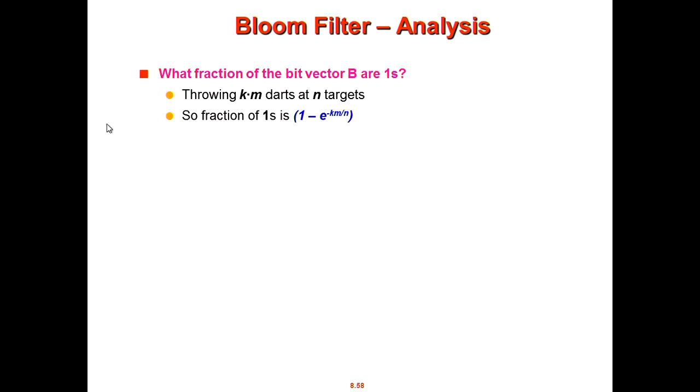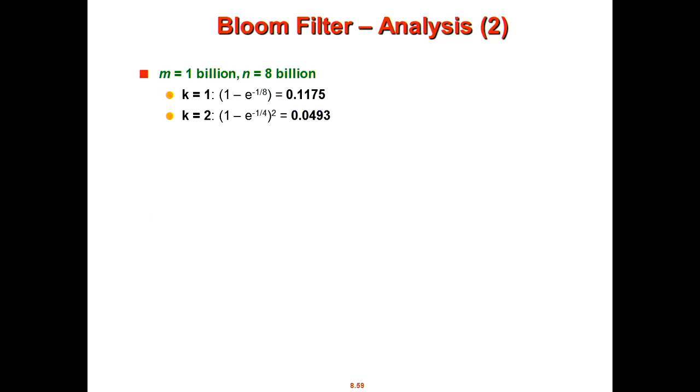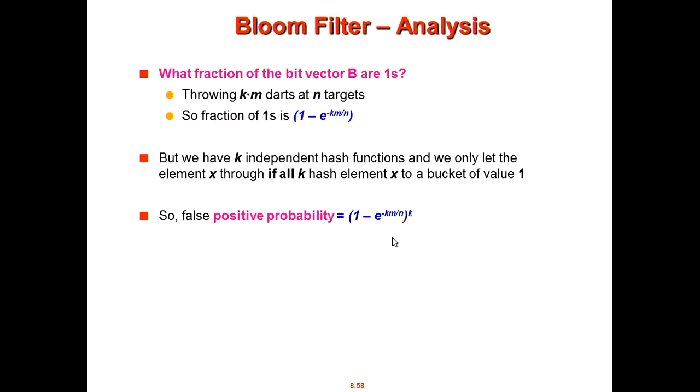So what fraction of the bit vector B are 1s? You are throwing k times m dots at n targets, right? Because now you have k hash functions. So the fraction of 1s is actually this value. And we have k independent hash functions, and we only let element x through if all k hash functions map element x to a bucket of value 1. So only if it passes all the hash functions can we report this. So for the false positive probability, we also need to take the power of k. And based on this equation, we can do some computation.